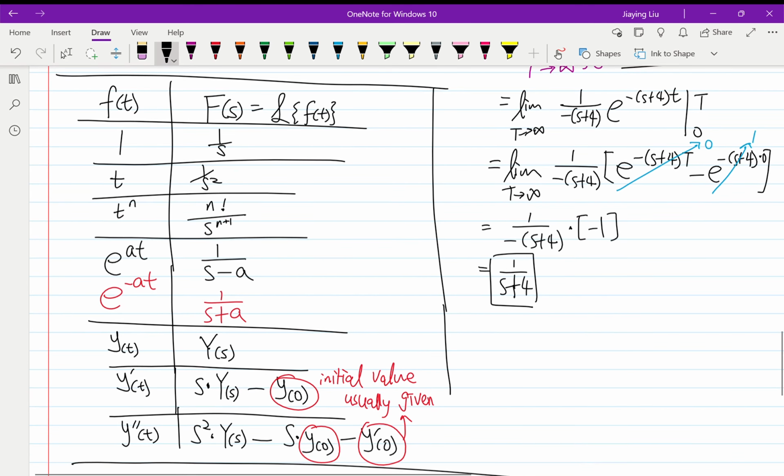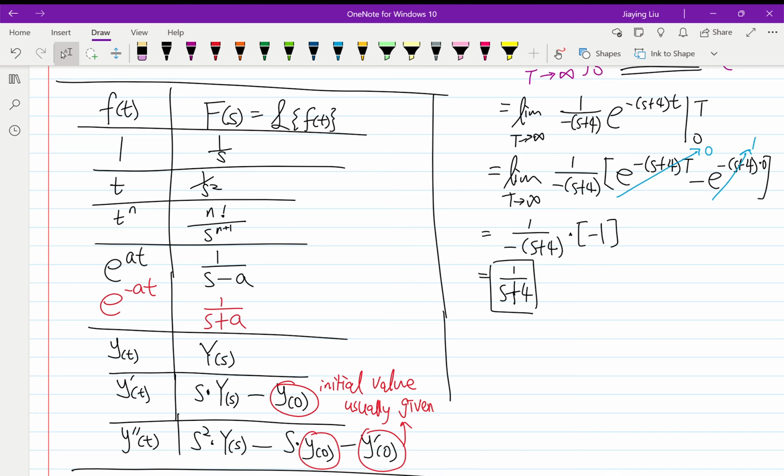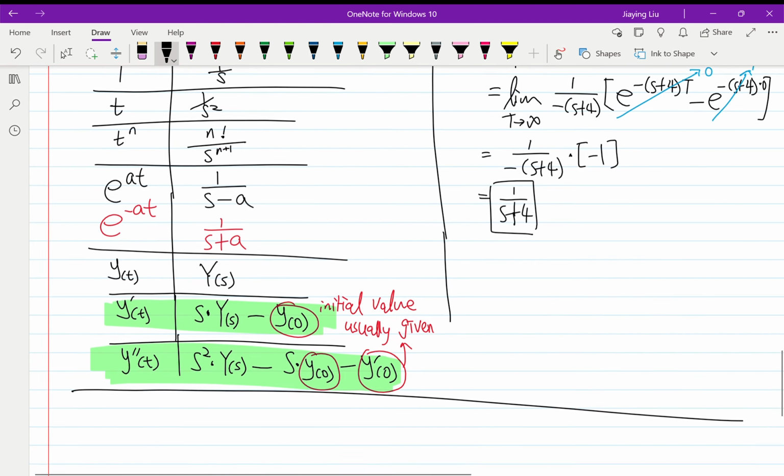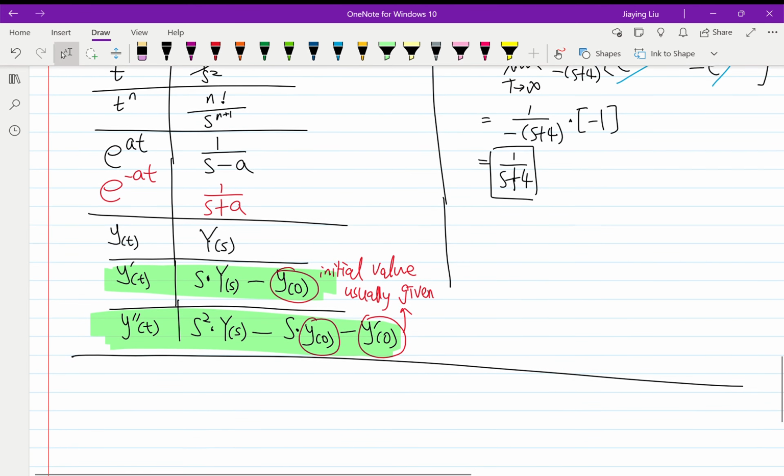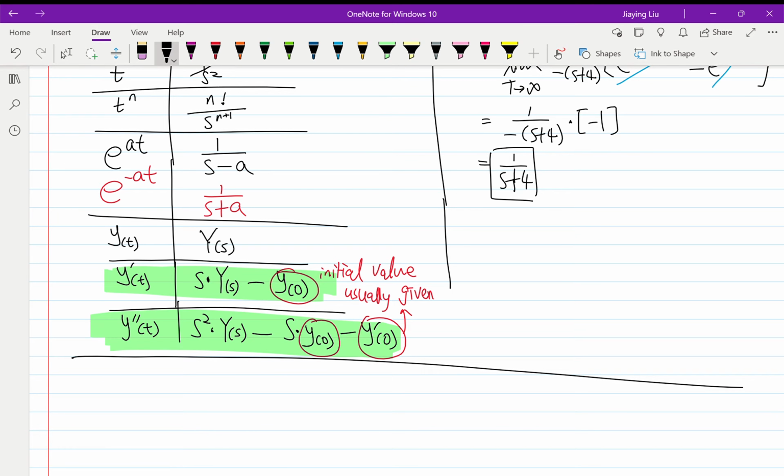So I would say that if you feel good, maybe you should memorize it. It will be handy a lot of times and save a lot of time. Especially the last two, I would say very important, because you should know them if you want to use Laplace transform to solve differential equations. Any questions before we talk about the example?